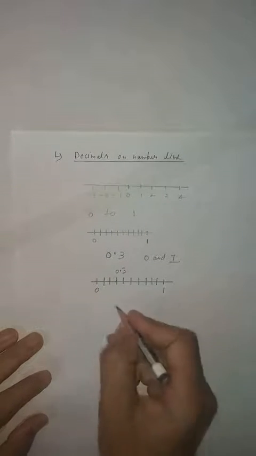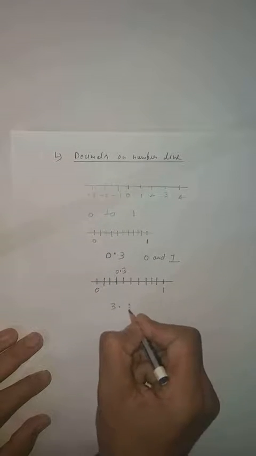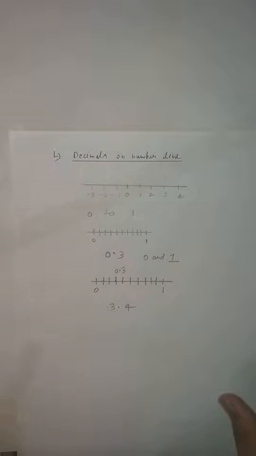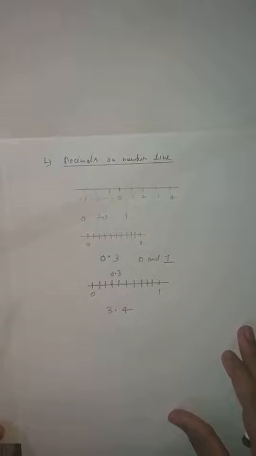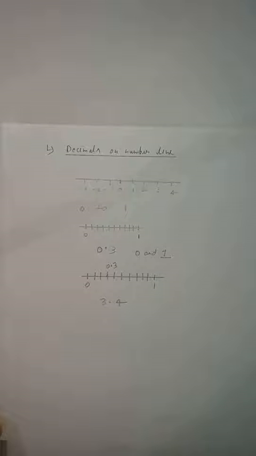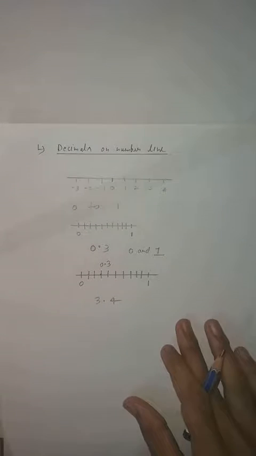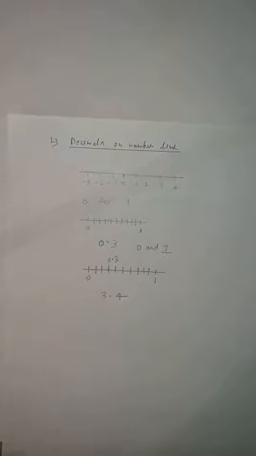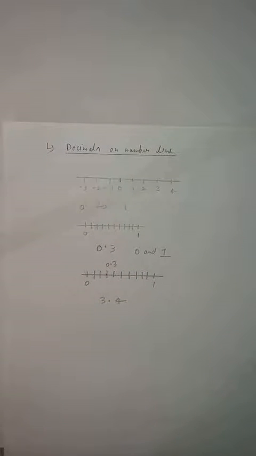Just say if you have to mark 3.4. Clear, student? Now if I want to ask in between which two numbers this 3.4 lies. Clear, student? So you will say easily, sir, it will come under 3 and 4. How under 3 and 4, student? You can see clearly. So student, you will say, sir, this will come under 3 and 4.